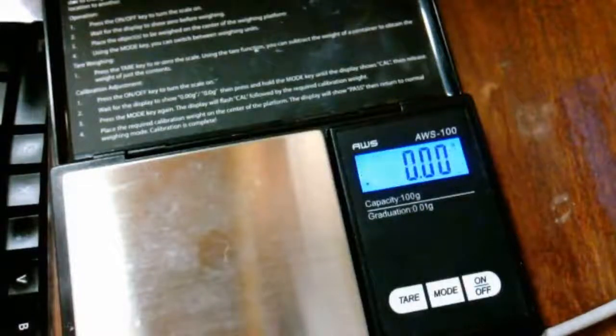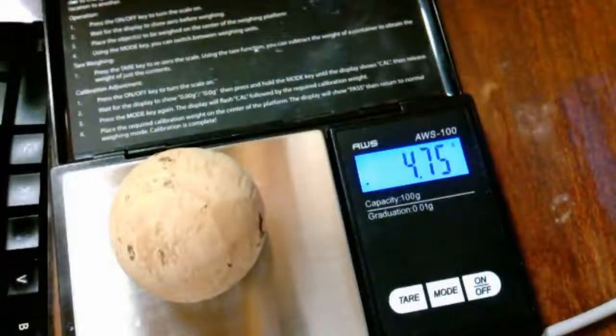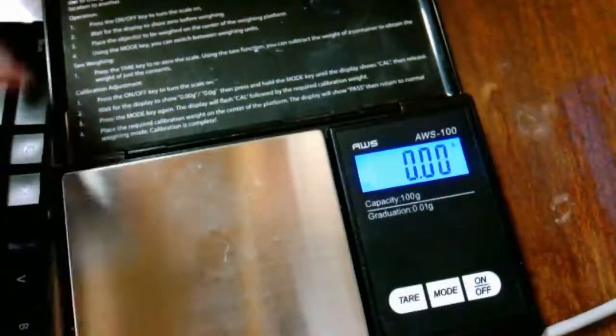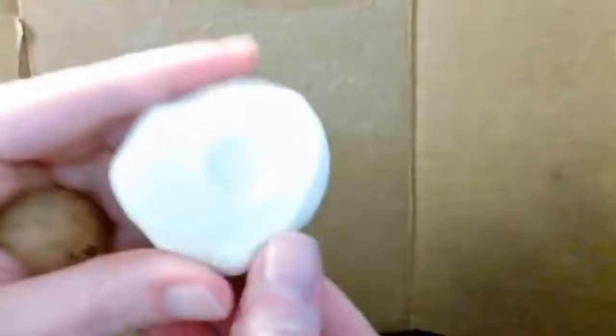I'm going to take the mass of both of my balls. My cork ball has a mass of 4.75 grams. My metal ball, on the other hand, has so much mass that my scale can't even measure it. I'm going to drop the ball with the most mass onto clay. We can see that it left a large dent in the clay that's almost as big as my finger.